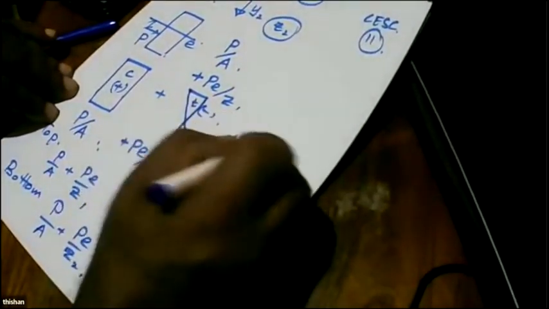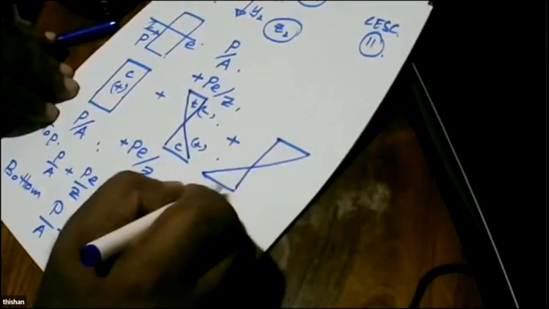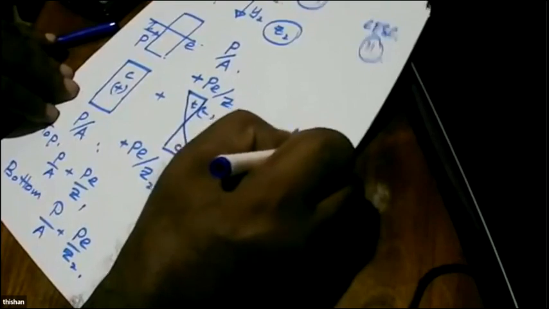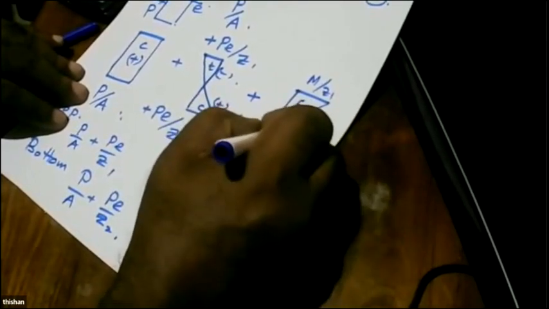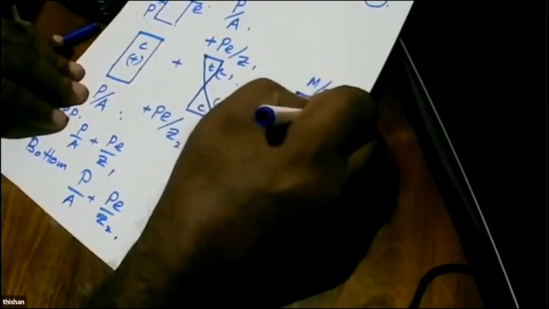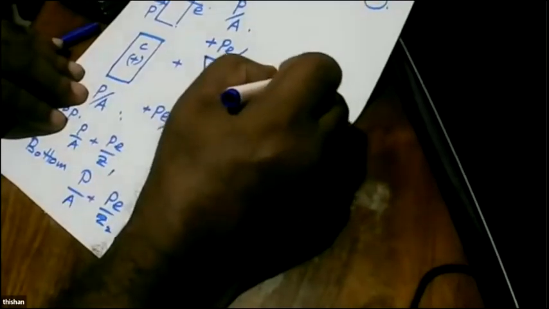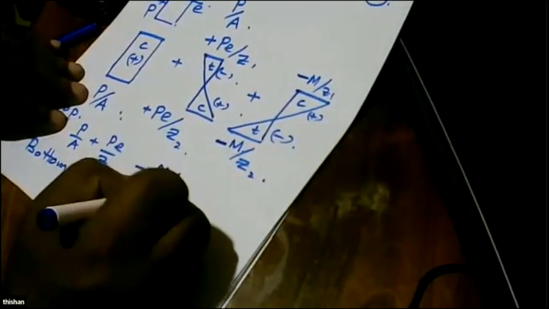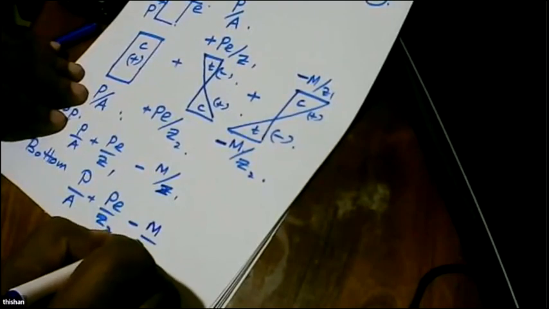And then we add again M over Z2, M over Z1. Why? Because here you get compression, here tension, and this is negative, this is positive. So to get a negative answer, we have to introduce a negative sign here. To get a positive answer, we have to introduce a negative sign there. So you get minus M over Z1, and here you get minus M over Z2.